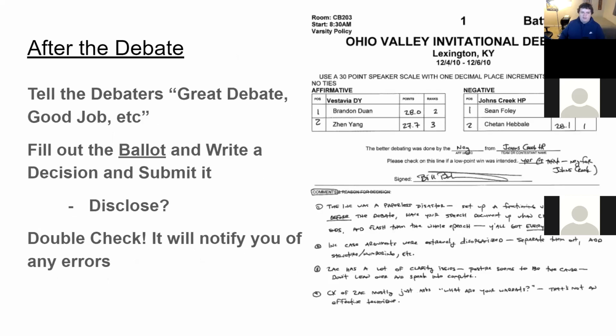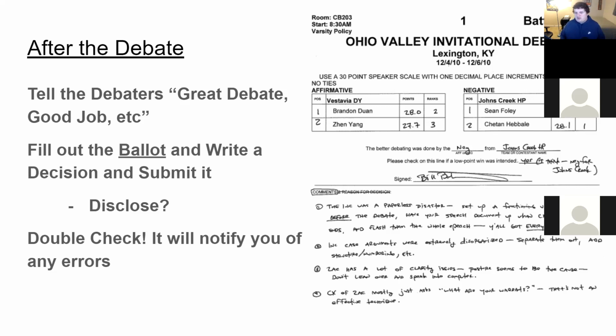After a debate, the first thing you should do, tell them they did a great job. The next thing, you are going to be required to fill out something called a ballot. I have 4 different slides later on that show you what this looks like on Tabroom. What you see on the screen right now is what that looked like in person. A ballot tells the tournament who won and who lost the debate.